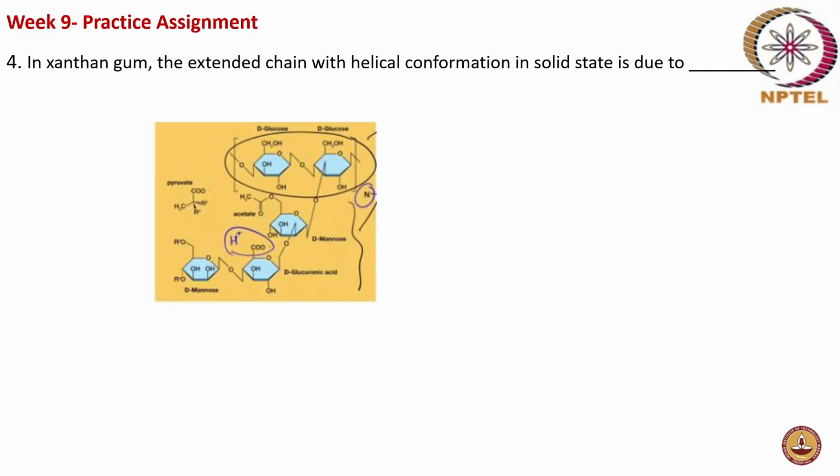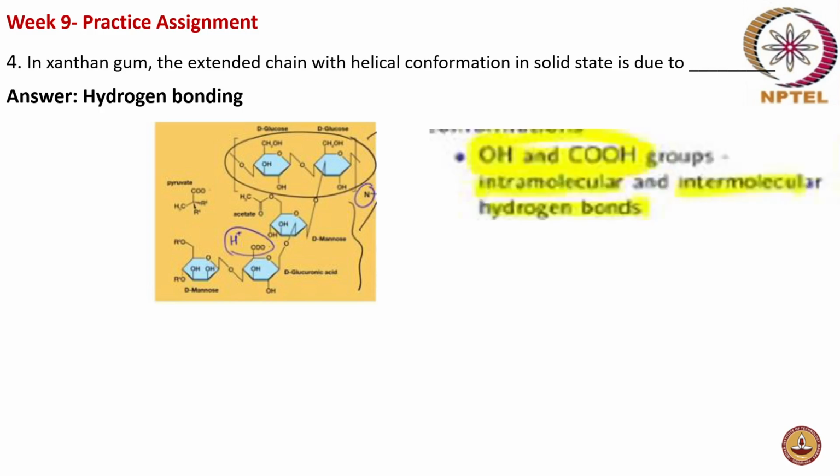Okay, okay. Let me proceed with the answer. It is because of hydrogen bonding. Okay, this is the structure. You see a lot of OH groups, right? Yes. A lot of OH groups, and also you have a COOH group. So there will be hydrogen bonding happening, and this leads to a helical and extended chain conformation in the case of xanthan gum when it is in solid state.